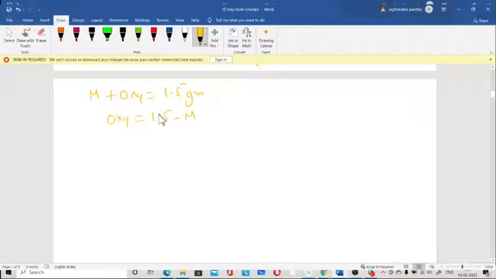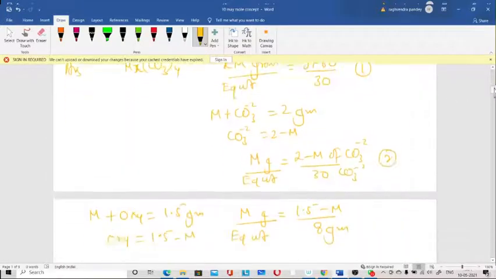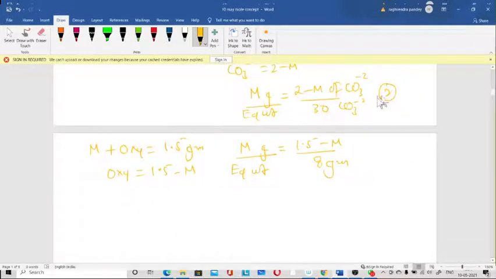Oxygen is 1.5 minus m. So we can write here m gram of metal is connected to 1.5 minus m. Whatever is connected to 8 gram of oxygen is the equivalent weight. So we have equation 2 and equation 3.